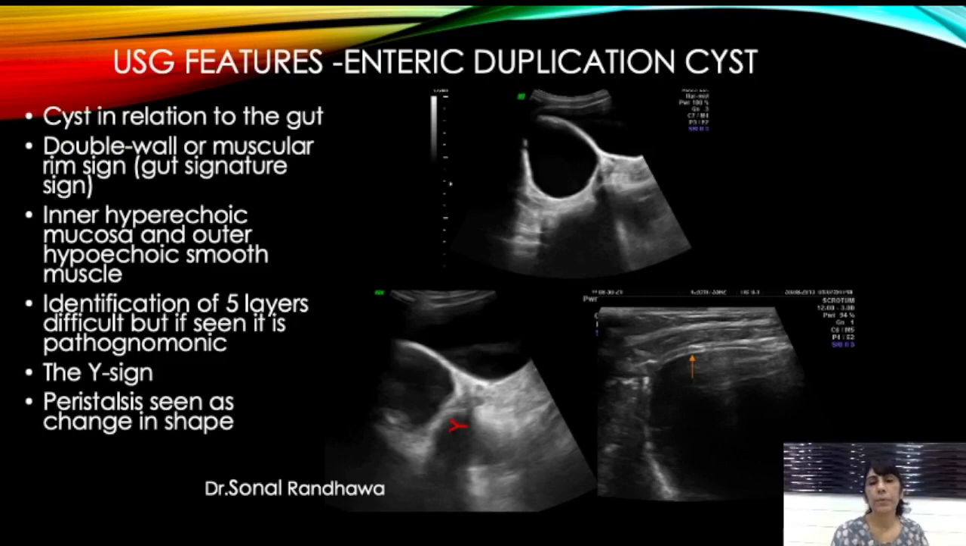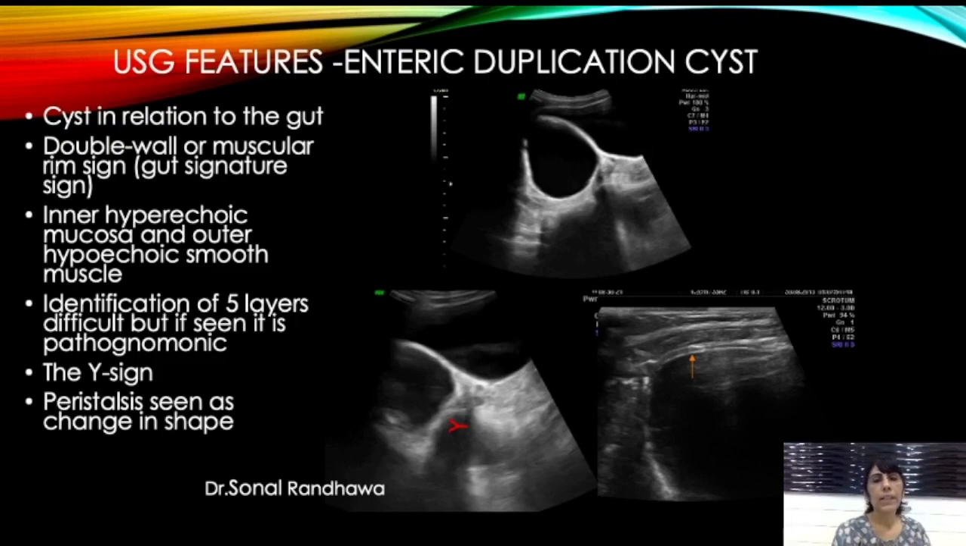The third thing that can help you is to put the probe there and hold it for some time. What you will notice is that because of peristaltic activity, the shape of the cyst will change. And once the shape changes, it becomes all the more confirmatory.